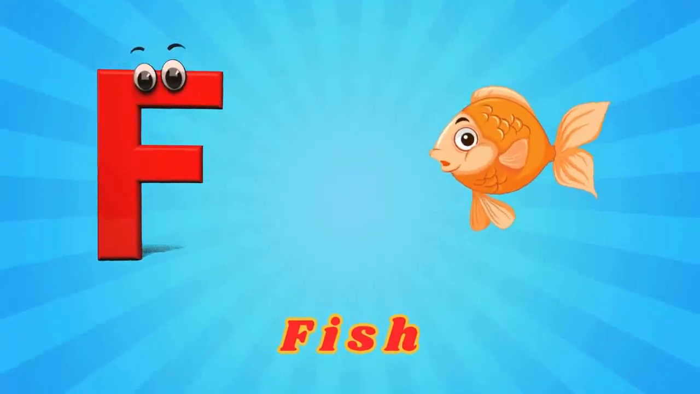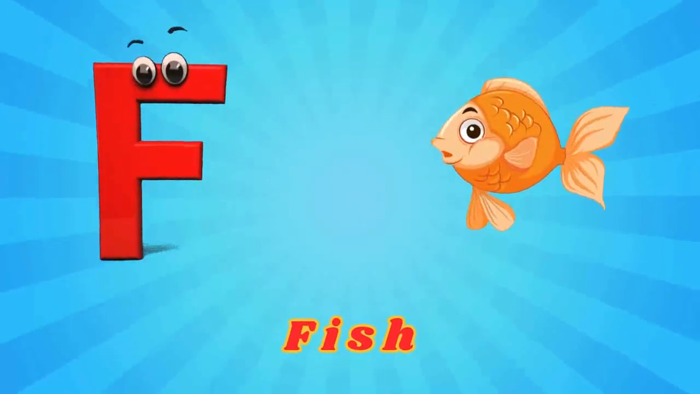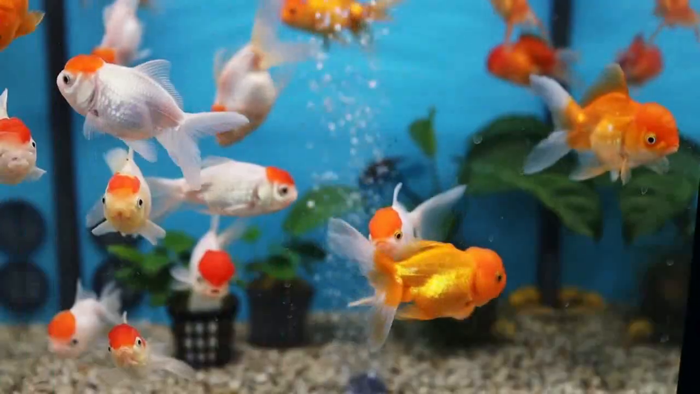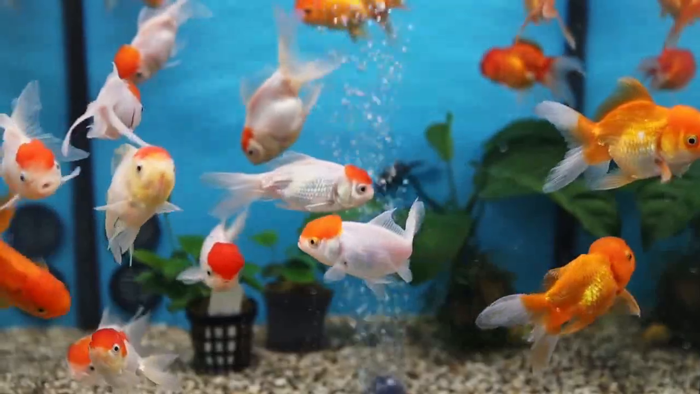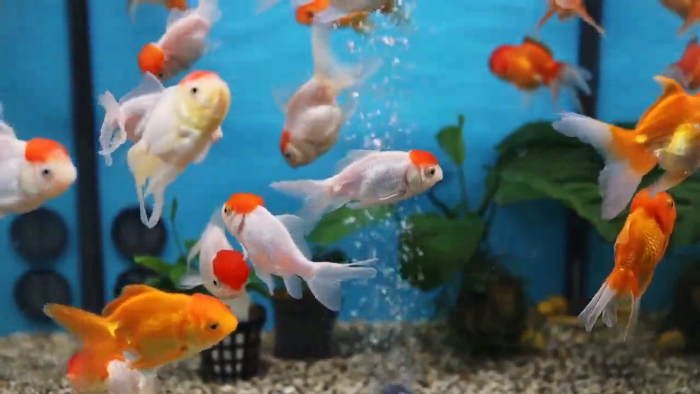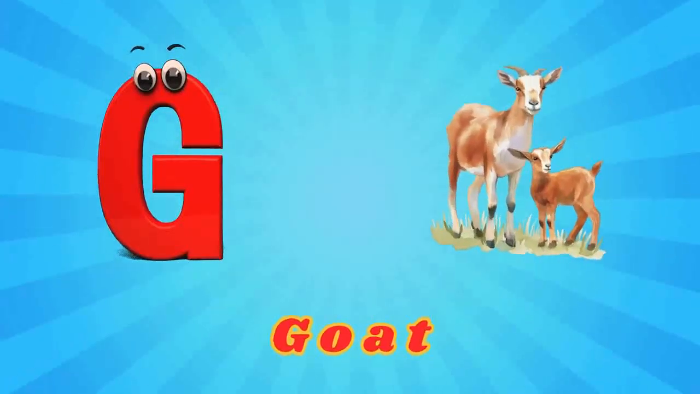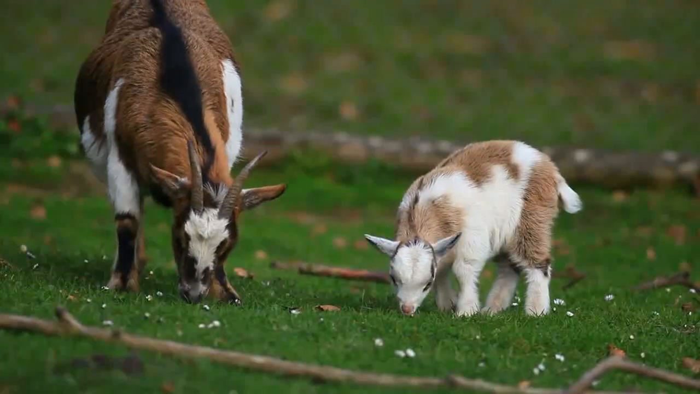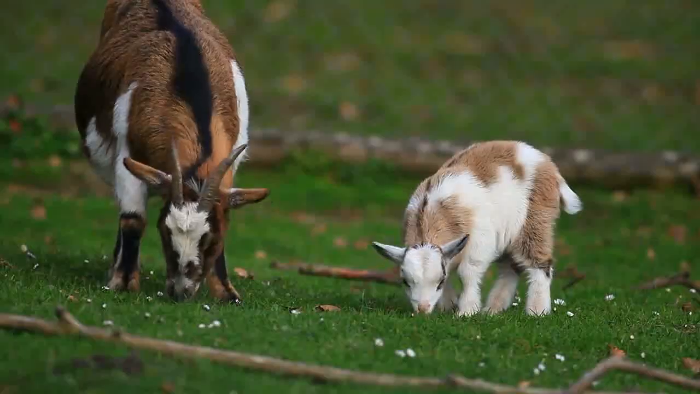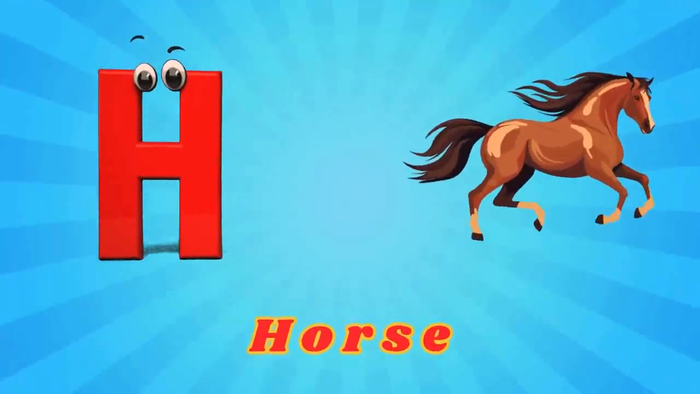F is for fish. Fish. F is for fish. G is for goat. G is for goat. H is for horse.